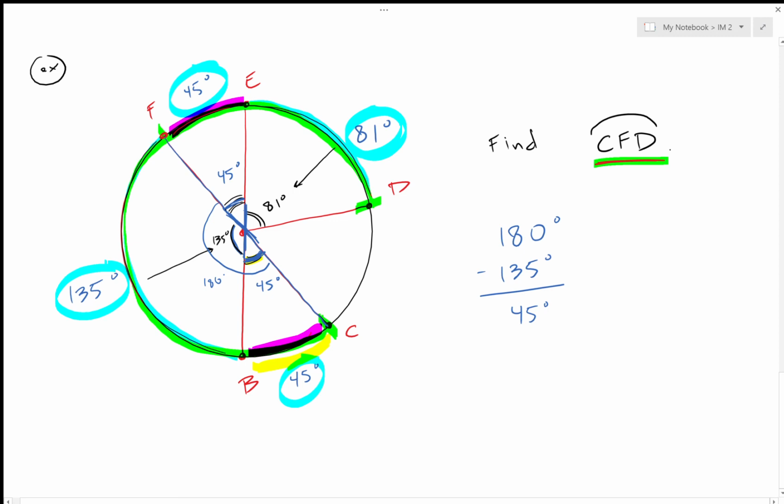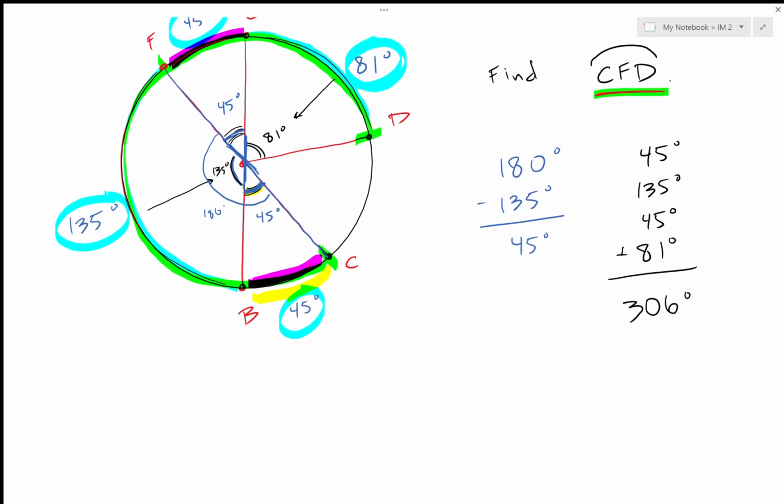Now, just checking ourselves, you see how CFD goes almost all the way around the circle. So it should be a pretty big number. All the way around is 360. So this should be kind of close. So let's add it up. I've got 45, 135, another 45, and an 81. So if we add all that up, it comes out to 306 degrees. That should be pretty close. So what we found here is that arc CFD is 306 degrees.